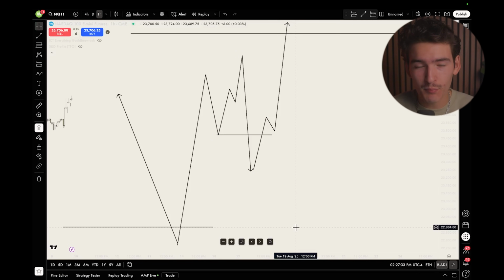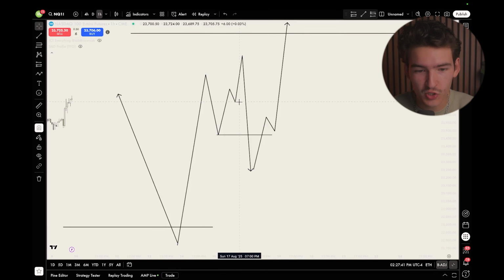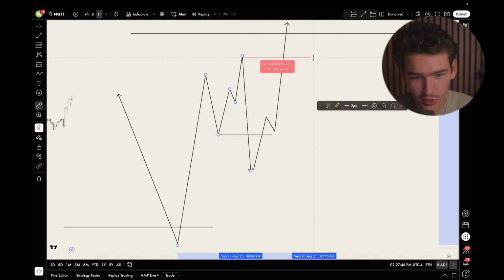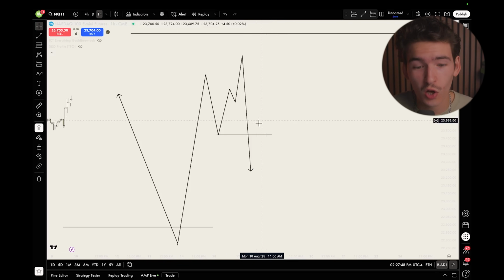So what we have to understand is a break of structure is not something that is just a pattern. If you use it as a pattern, a lot of the times you're going to find yourself getting stopped out, right? Because you'll take, oh, this is a short, and then it reverses right back on you, because you don't understand where the draw on liquidity is.